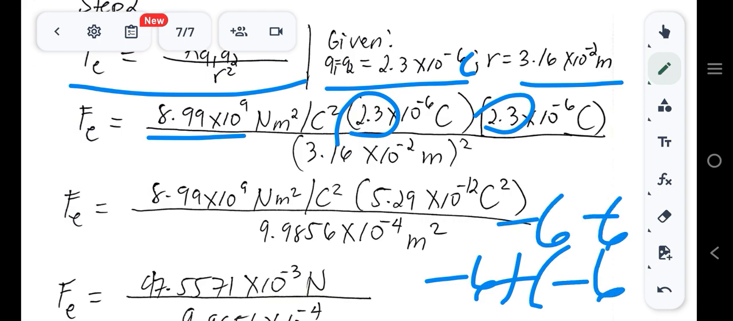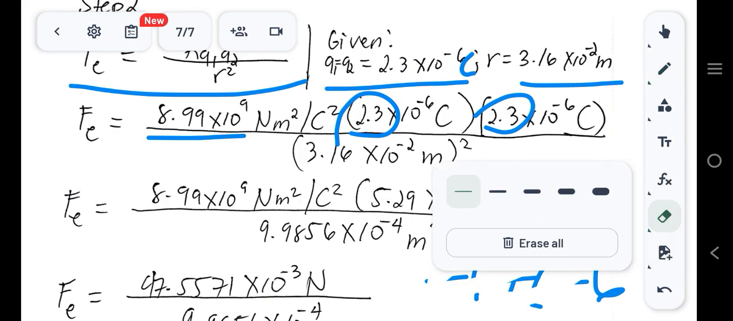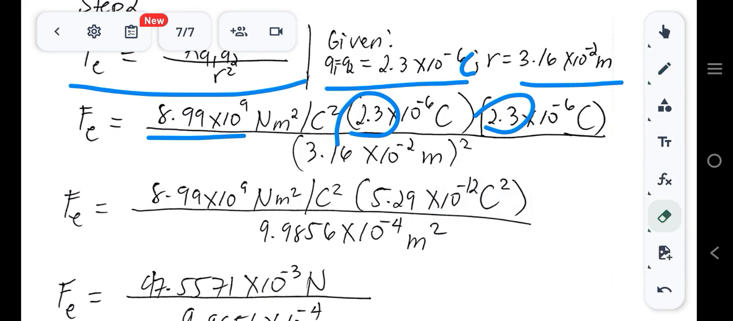They have the like sign, so you just have to add, and then you will give this one a negative sign, right? Since both of them are negative. So negative 6 plus negative 6, that is negative 12. C plus C, that is C squared. And then 3.16 raised to 2. That will be 9.9856 times 10. And then negative 2 times negative 2, rule for exponent. When you are raising the exponent in a multiplication process, you just have to multiply that to the exponent. So negative 2 times 2, that is negative 4. Then m raised to 2 is m squared.